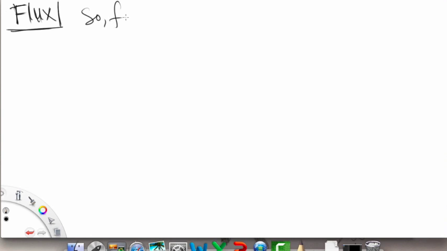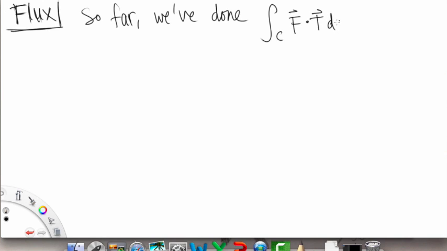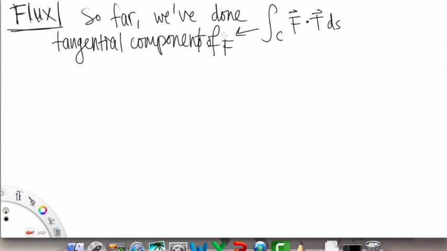So far, we've been dealing with the following, and that was F dot T ds, or F dot ds with the little arrow there. But anyways, if you recall, this is the tangential component of F, the component of our vector field.